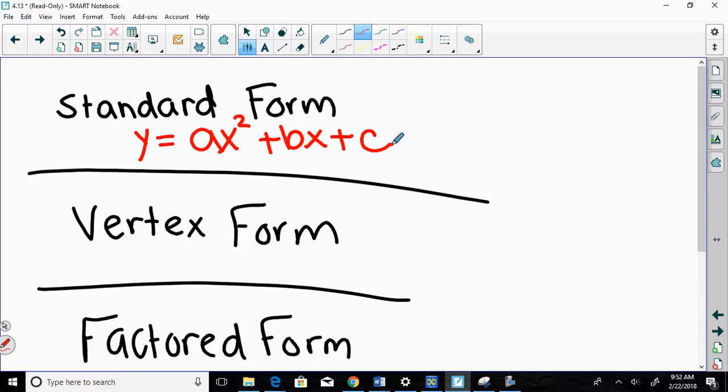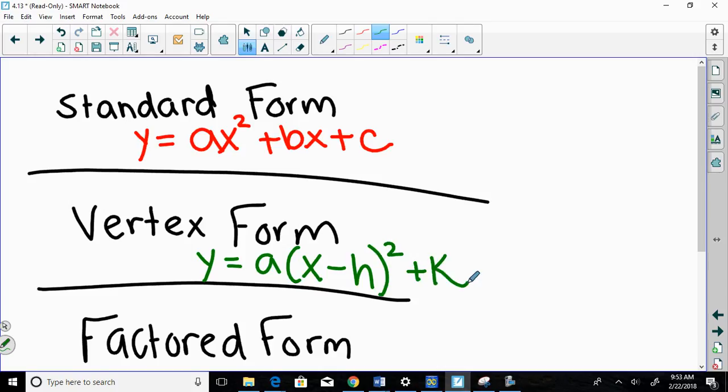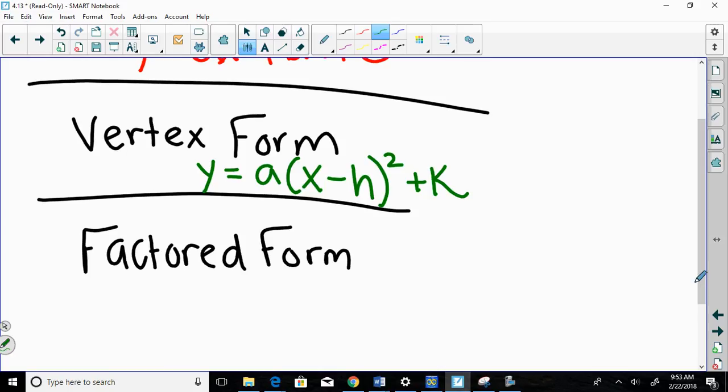So you're just writing the parent functions. Vertex form looks something like this. So vertex form looks like that, right? Where the vertex form is a different color, or if you're using a pencil, you're writing vertex form. And then factored form is when it looks like factors, right? So like this. And this is how the equation will look on your sheet.